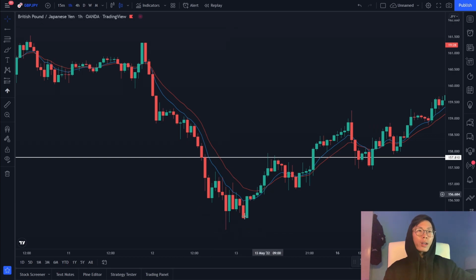And you can start to see right here, this is when the green candlesticks start to get more and more, right? So you could have entered on this bullish engulfing candlestick right here, or you can even enter when the moving average crosses over, which is right here.